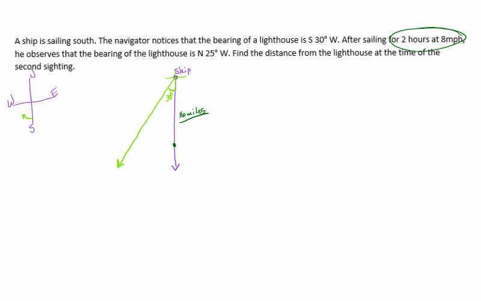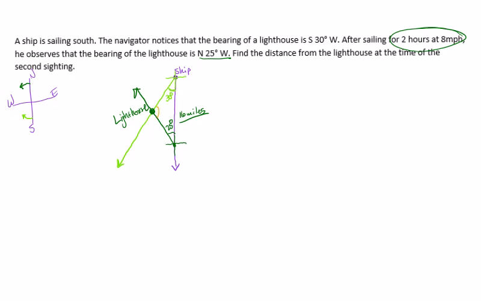Okay? And so now at this point, I'm going to do another north, south, east, west, but my bearing is now north 25 degrees west. So I'm going to start at the north, correct? I'm going to start at north and I'm going to go 25 degrees to the west. So there we have it. I'm going to call that 25. And where they intersect, that is the lighthouse. Okay. And so from there, we should have enough information to fill in the gaps and solve away.